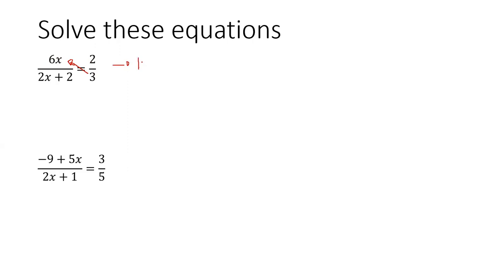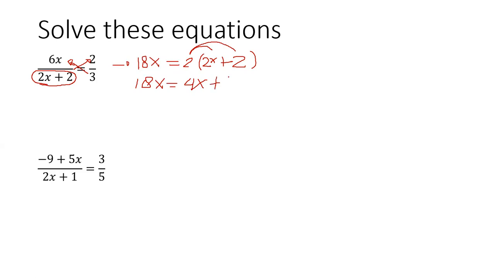3 times 6x equal 18x equal this expression 2x plus 2 times 2. 2 times 2x plus 2. Right. Now we will expand this expression. This equation is gonna be 18x, 2 times 2x, 4x, and 2 times 2 equal 4.